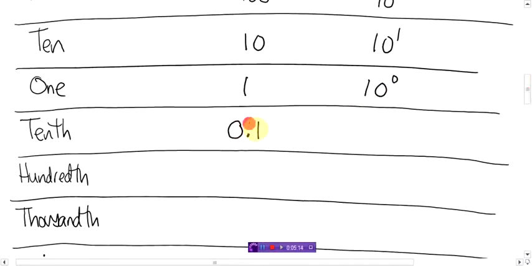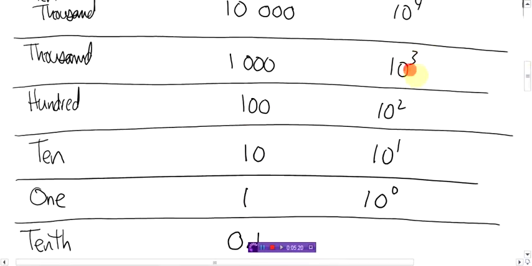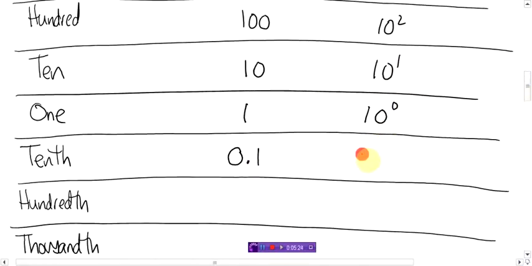So how would you write that as an exponent? Well, if you follow our pattern, we're dropping by 1 each time. 4, 3, 2, 1, 0, and then less than 0 is -1. So 10 to the power -1 is a tenth.